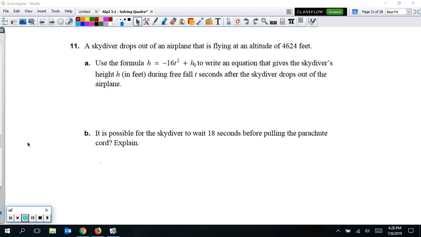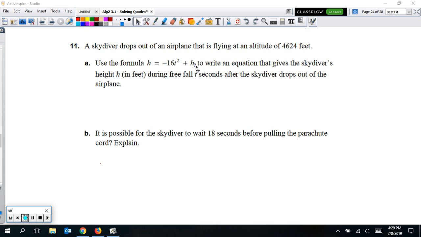Letter A says use the formula h equals -16t squared plus h of 0 to write an equation that gives the skydiver's height, which would be represented by the h letter. So this first h is the height. Okay. The second h is the height at 0. So that's a little bit different. 0 means when he basically first jumps out of the plane. So 0 would be like when time is 0. So you have your height here, and this would be your initial height, we should say. The starting height is another way of saying it.